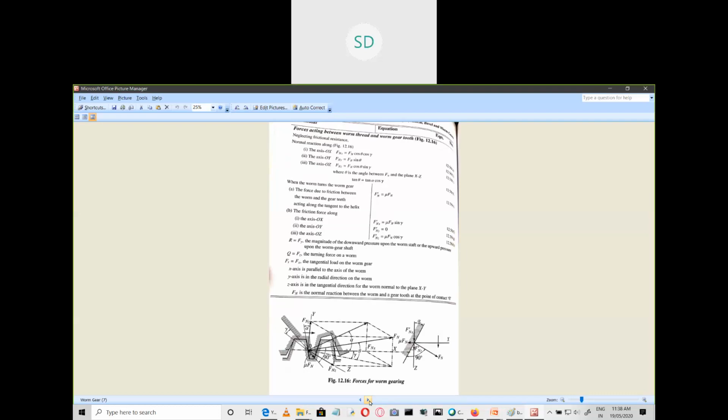So here also you need to select some data from referring tables. So what type of speed you are going to get? Based on that speed, you need to select how many number of starts you need. I'll go for the data book again and show some tables here.